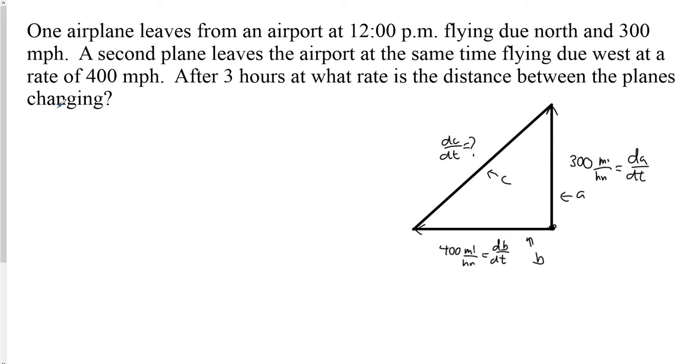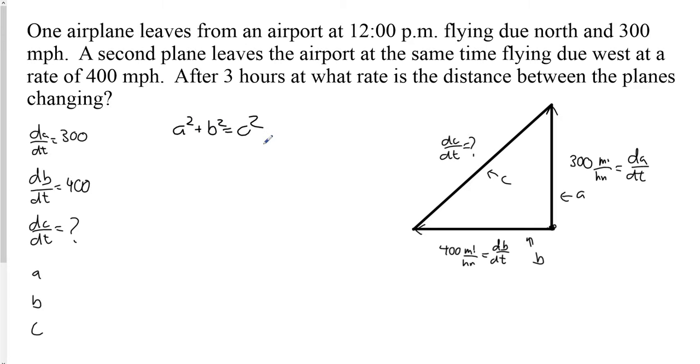So just real quickly, making a list of everything that's known and needs to be determined, I could say that dA over dt is 300, dB over dt is 400, and dC over dt, that's what I am looking for. When I get this value, I know I'm done. But I also have the variables A, B, and C. So let's talk about a way to relate the sides. Well, Pythagorean theorem, a squared plus b squared equals c squared.